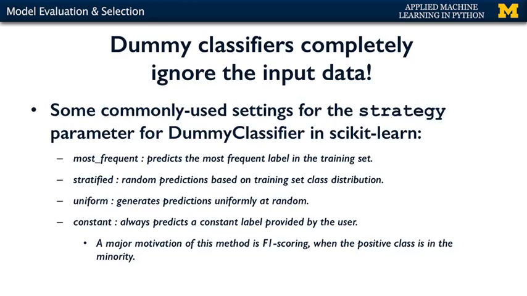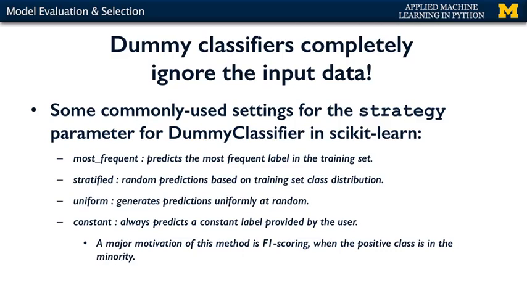Most frequent is the strategy we've just seen that always predicts the most frequent label. The stratified strategy, unlike the constant most frequent prediction, is a random prediction that's based on the class distributions. For example, if the positive class occurs 90% of the time in the training set, then the stratified dummy classifier will output the positive class label with 90% probability. Otherwise, it will output the negative class label. This can help ensure that metrics that rely on having counts of both positive and negative class prediction outcomes can be computed.